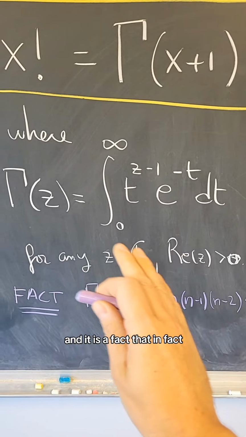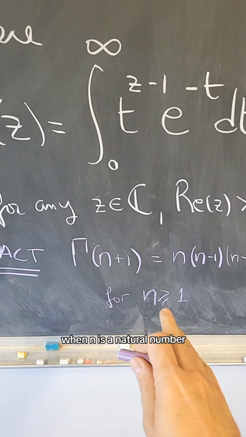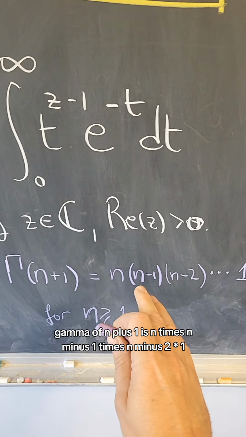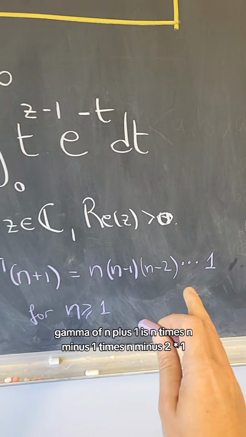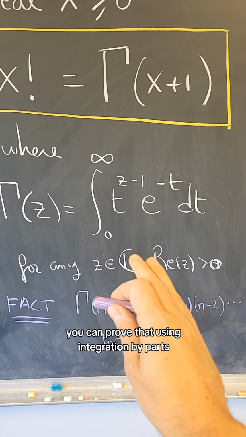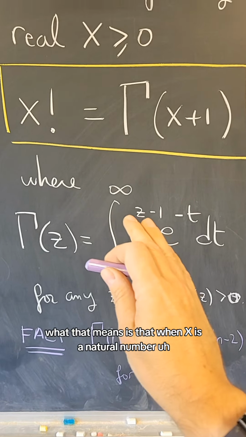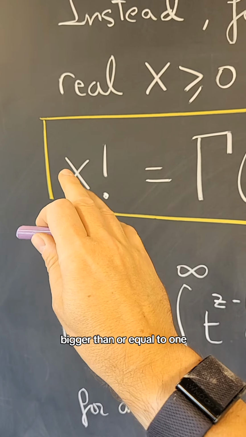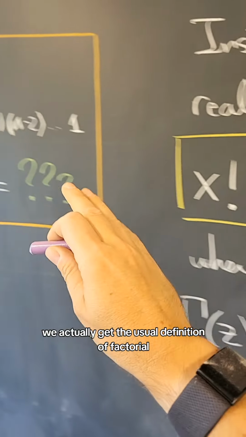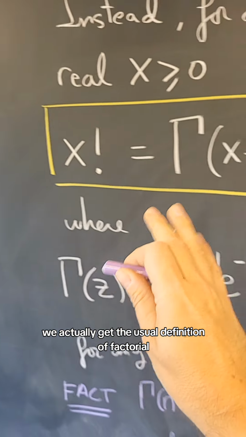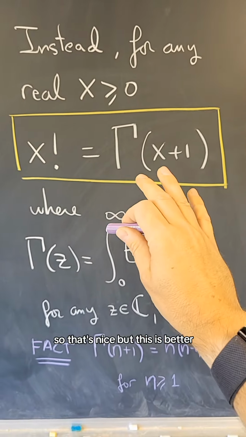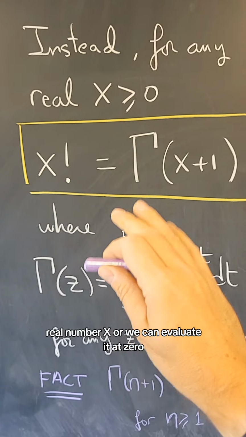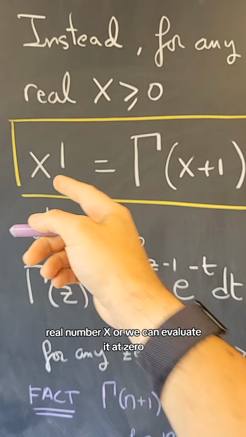And it is a fact that when n is a natural number, gamma of n plus 1 is n times n minus 1 times n minus 2 times 1. You can prove that using integration by parts. And what that means is that when x is a natural number bigger than or equal to 1, we actually get the usual definition of factorial. So that's nice. But this is better because now we can evaluate it at any real number x, or we can evaluate it at 0.